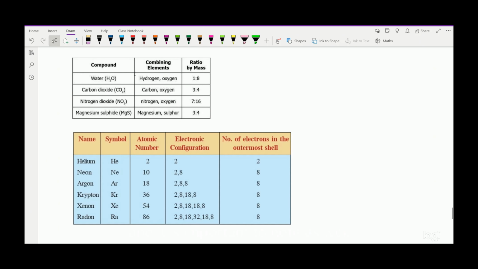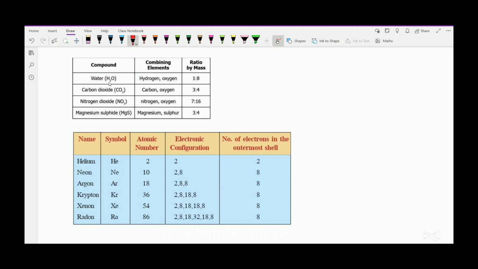And it is important to note as well that the ratio of elements in each compound will always be the same. And in fact, this is actually one of the important characteristics, or the important differences, between a compound and a mixture. But what actually makes an element able to form chemical bonds with other elements? And the answer lies within the electron arrangement of the atom of an element.